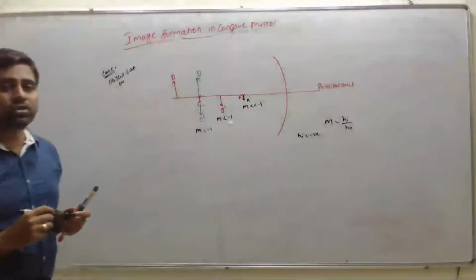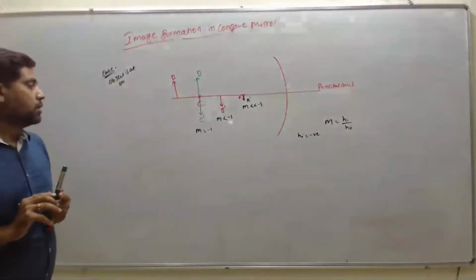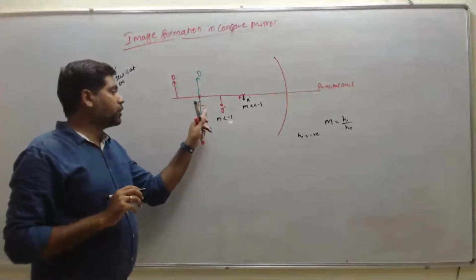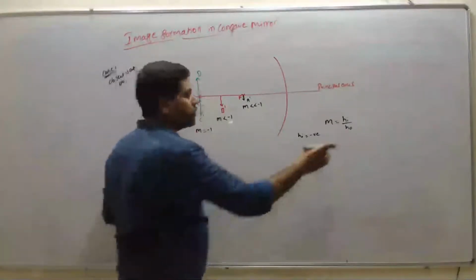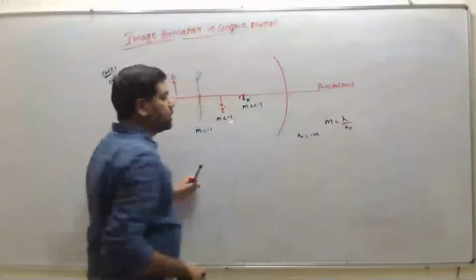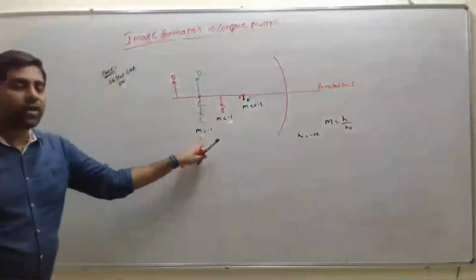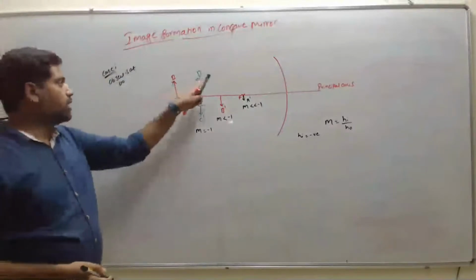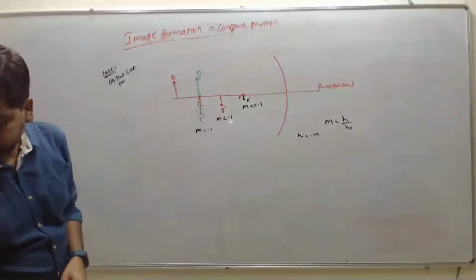So M is equal to minus 1, because the height of the image is equal to the height of the object. So the numerator and denominator get cancelled, so what remains is minus. That's why the magnification M is equal to minus 1. So this one is the third case.